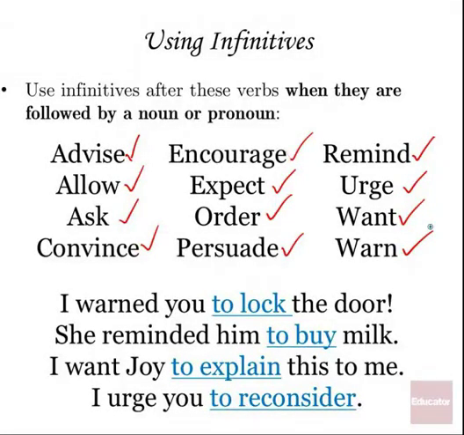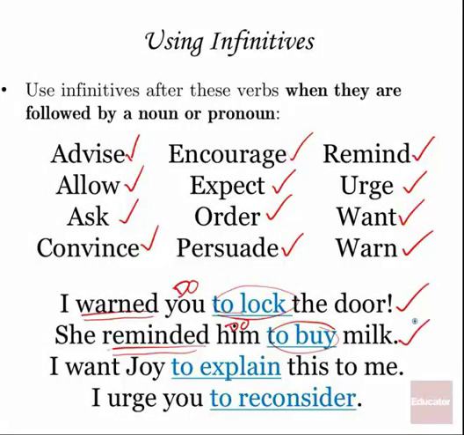Let's look at some examples. I warned you to lock the door. Once again, we're using warned. Well, you can only warn something capable of thinking, and in this case, that would be the direct object, you. You is receiving the warning. I warned you, infinitive, to lock the door. She reminded him to buy milk.